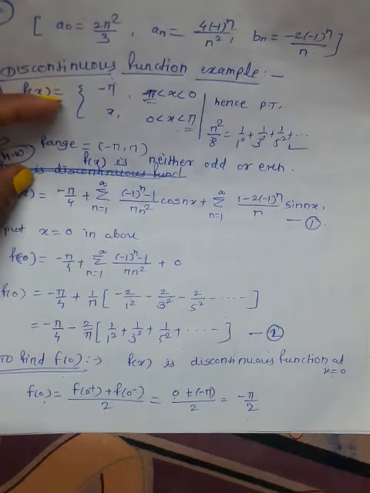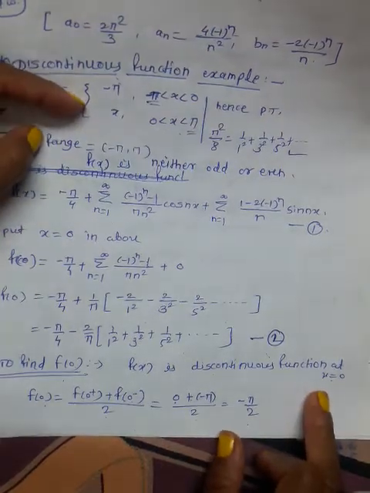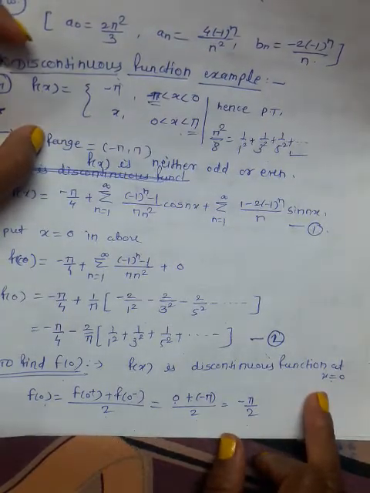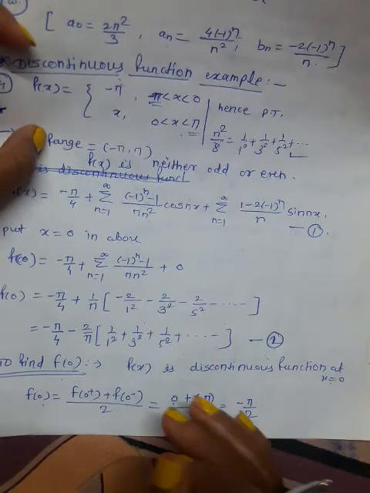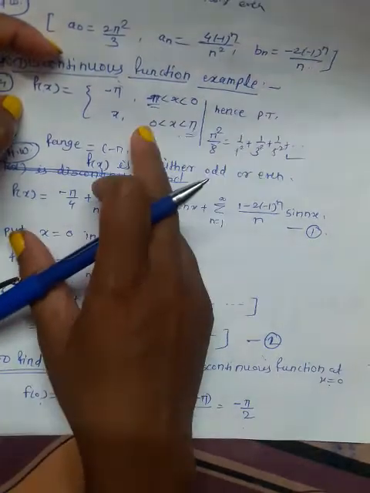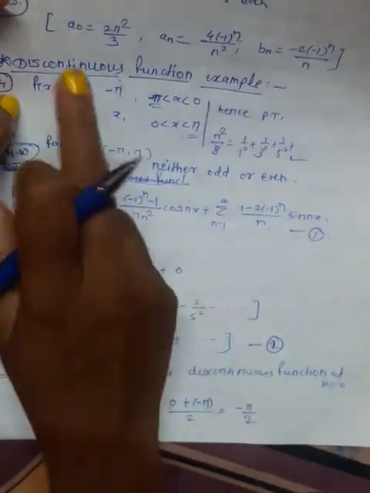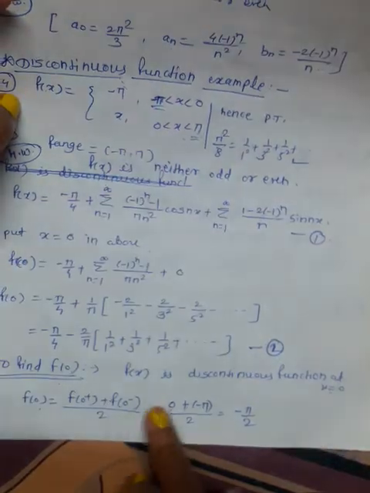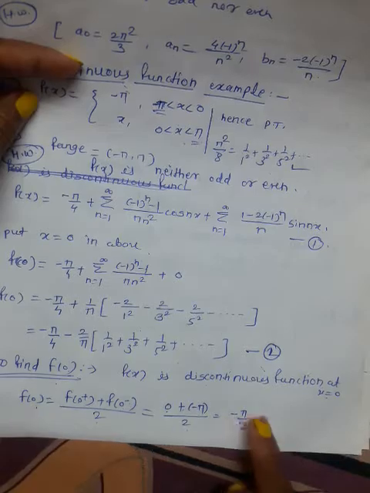This is the theory behind a discontinuous function at a particular point. If you want to calculate the function value at that point, we have to go through this theory, because 0 is not included in any of the intervals. That's why the function is discontinuous at that particular point. So we need this theory. The answer for f of 0 is minus pi by 2. Put this value here.